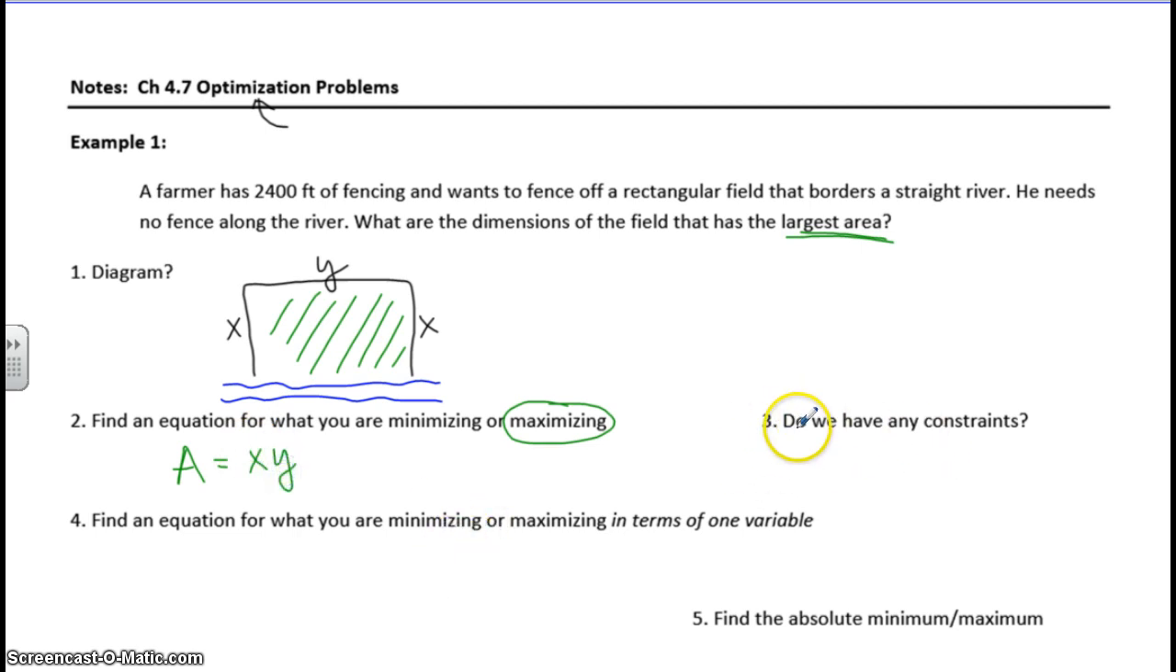Now, the next thing to think about is what kinds of constraints do we have? Do we have unlimited fencing here? We don't. We only have 2,400 feet of fencing. That means this x plus this y plus this x can only be 2,400 feet. So 2x plus y has to be 2,400 feet.